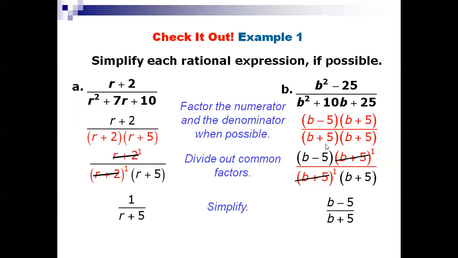In letter B, what do you think is the excluded value here? That's correct. It is negative 5, because when b is negative 5, the denominator is 0. That makes the expression undefined.